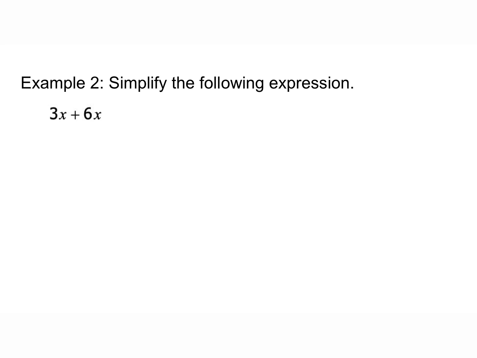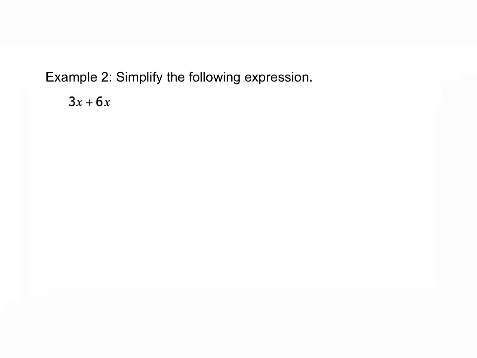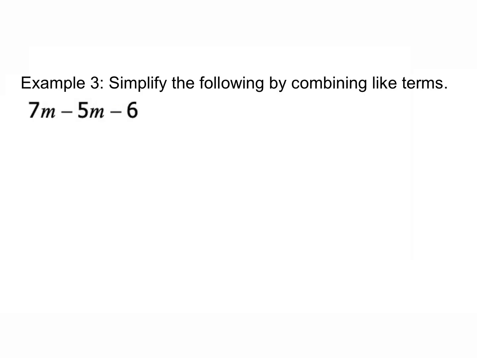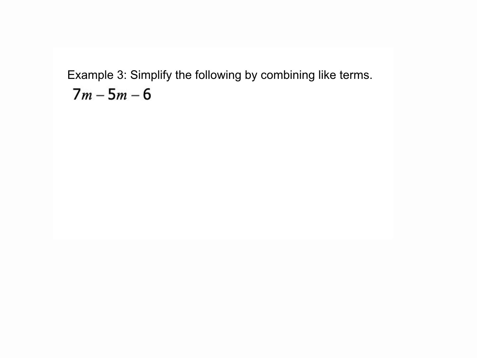So we have to simplify this expression. So we have 3x plus 6x, so that's just going to be 9x. Here we have to simplify this expression by combining like terms. So we have 7m minus 5m, that's going to be 2m, minus 6. We can't combine that, so we leave that as is.